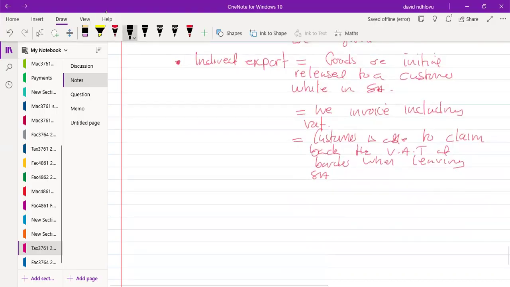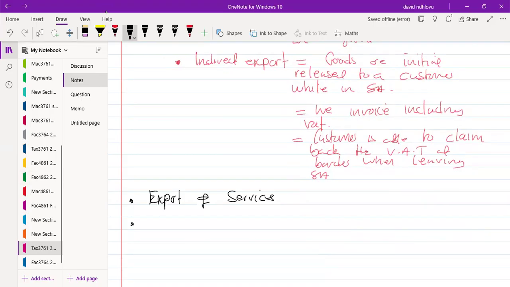Right, next, export of services. Right, so again, this does not attract VAT, or attracts VAT at a zero rating. Remember, a zero rating means there is VAT, but it's being charged at 0%.